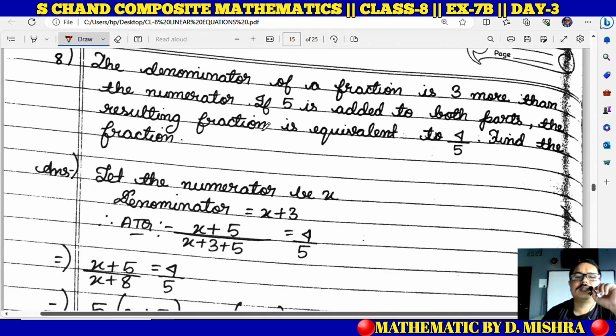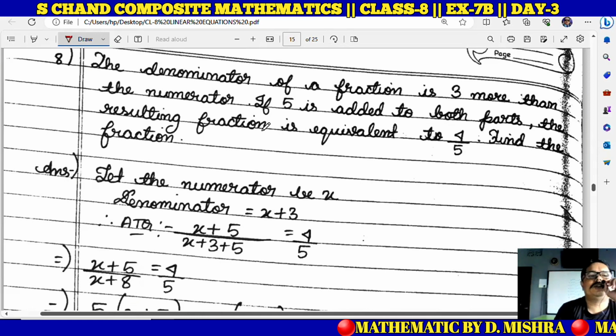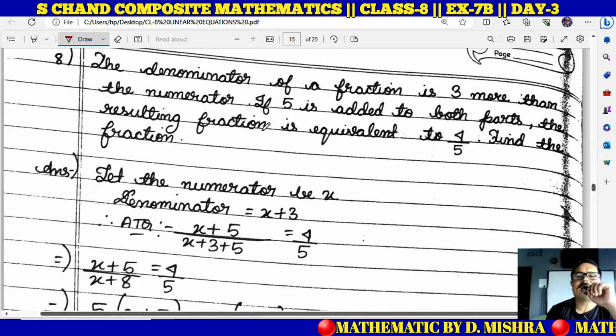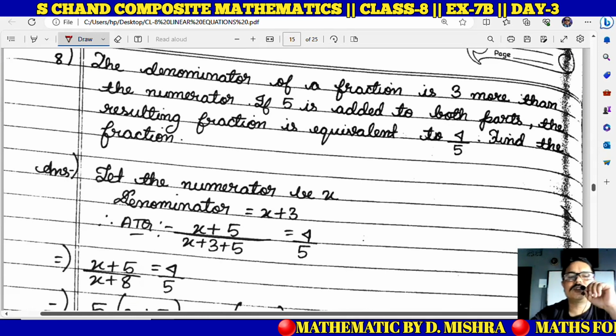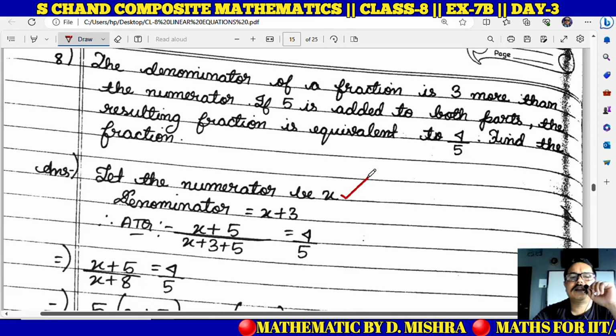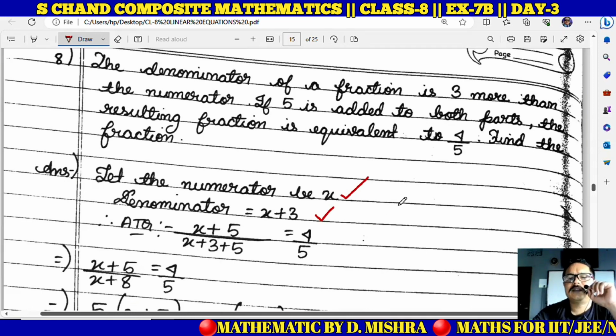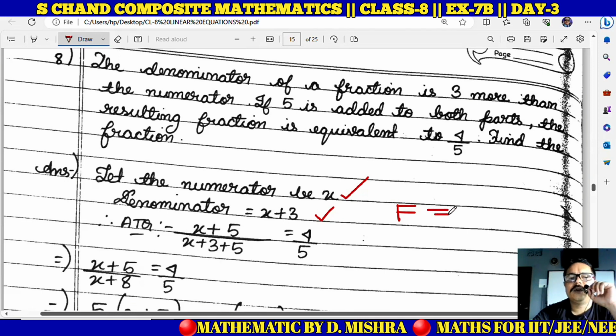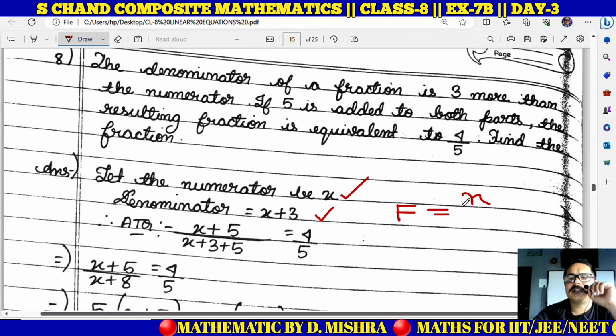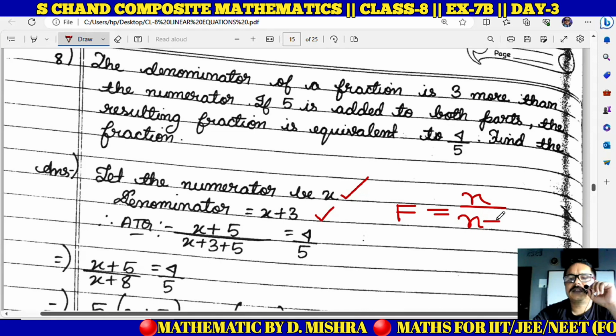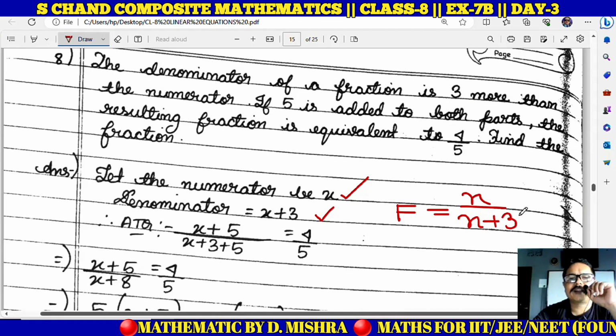Question number 8. Now, most important, this type of question: the denominator of a fraction is 3 more than the numerator. Very simple. Let the numerator be x, then the denominator will be 3 more, that means x plus 3, so the fraction will be, we know, numerator by denominator, that means x upon x plus 3. So this is the fraction.